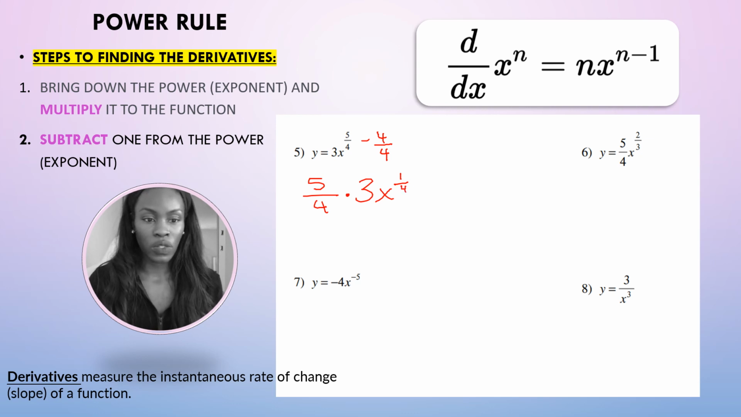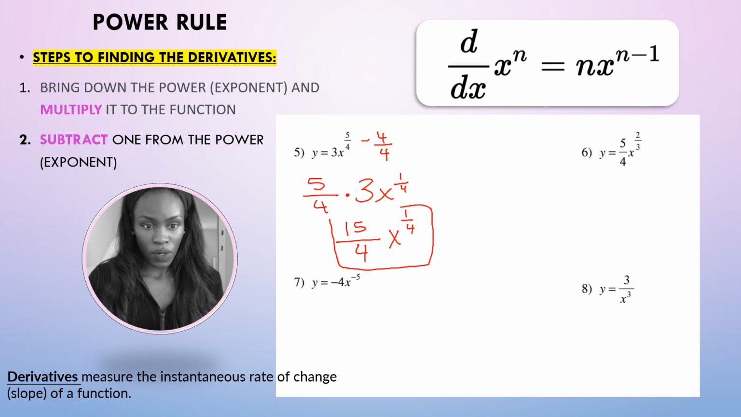Okay? So I'm going to go ahead and multiply this. So 5 times 3 is 15. And then you're going to keep that at 4. And then x to the 1/4. So that is our answer. Okay. All right, let's do number 6.